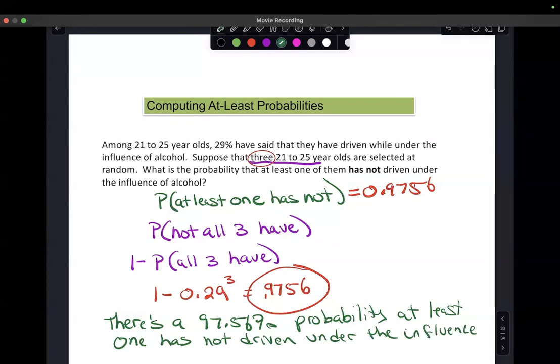Take the chance that all drove under the influence, subtract from one. Yes, yes, yes. Exactly. Good, good, good. All right.